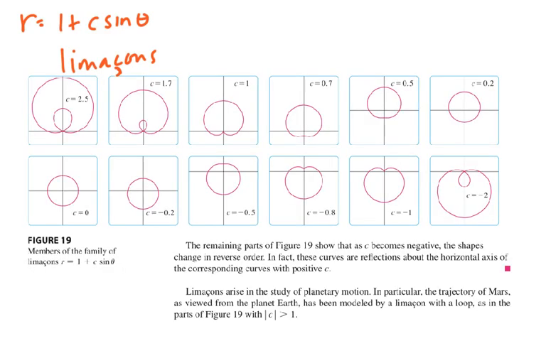Let's look at this. The problem says investigate r equals 1 plus c sine theta. So play with values of c and look at how the shape changes. The curves are called limacons. There's an accent under the c, and it's after the French word for snail, because of the shape of the curves for certain values of c. So this is what we see. See these loops in there?